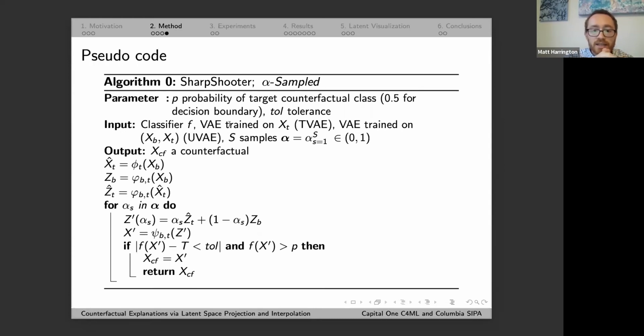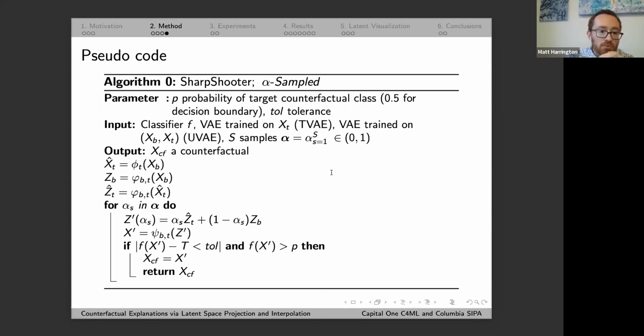We have the VAE that's trained on XT, and a VAE that's trained on XB and XT. So the target, we're denoting by a subscript T. Unified, we're subscripting subscript B and T for base and target. And then we are taking S samples alpha. We're just taking a number of points along the line 0 to 1.